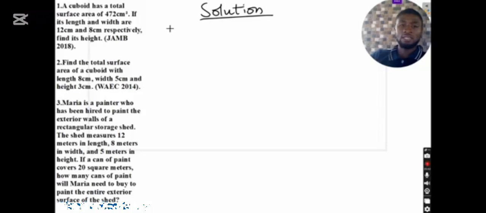So we are going to take the length, as mentioned in the question, that the shed measures 12 meters in length, so L is equal to 12 meters, and the width W is equal to 8 meters, and the height is equal to 5 meters.